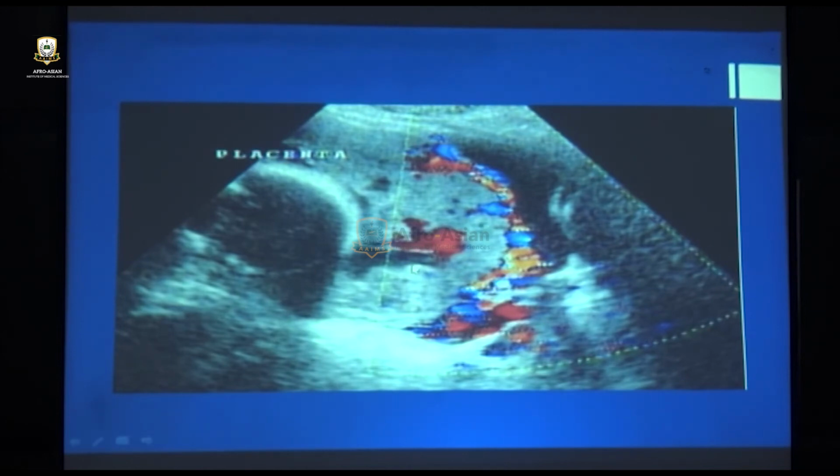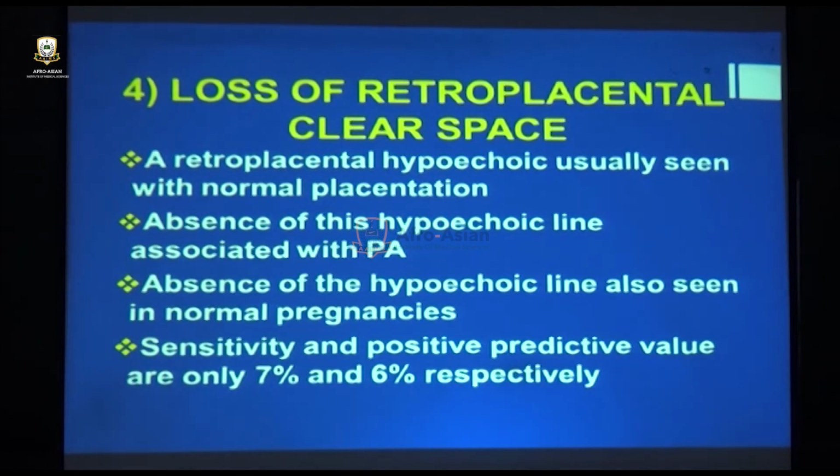Randomly placed, shapeless. So the fourth one is loss of retroplacental space. A retroplacental hypoechoic zone is usually seen with normal presentation also. So this is not a very strong predictor for accreta. You might normally see a reduced retroplacental space, which can be up to 1 centimeter, which can be up to 5 millimeters. So that's not a strong predictor.